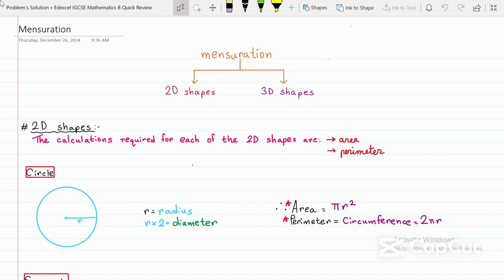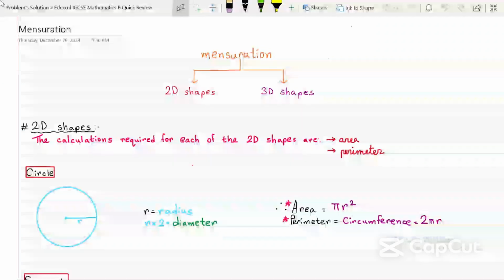The very first topic of mathematics B is mensuration. This topic is not the hardest topic at all, but most people find it the hardest topic. You know why? Because they cannot remember the formula. The main goal of this topic is you have to memorize all the formula regarding this topic. Without any further ado, let's start our today's video.